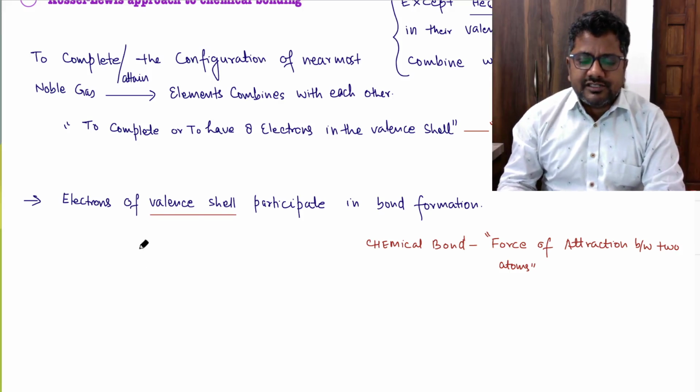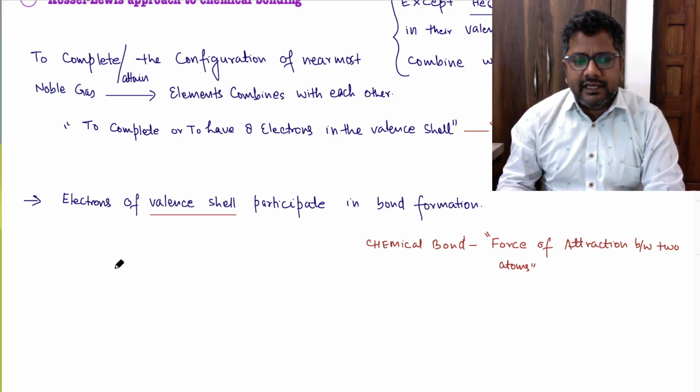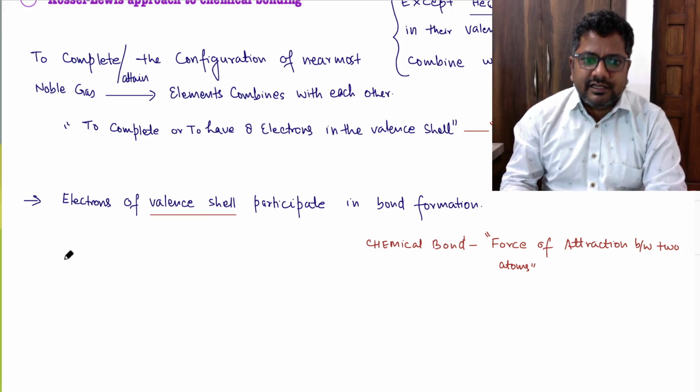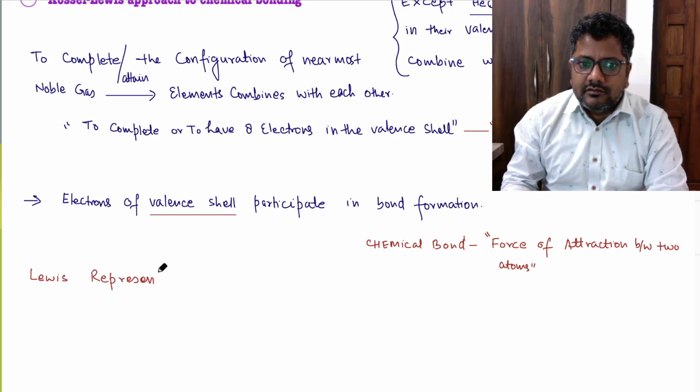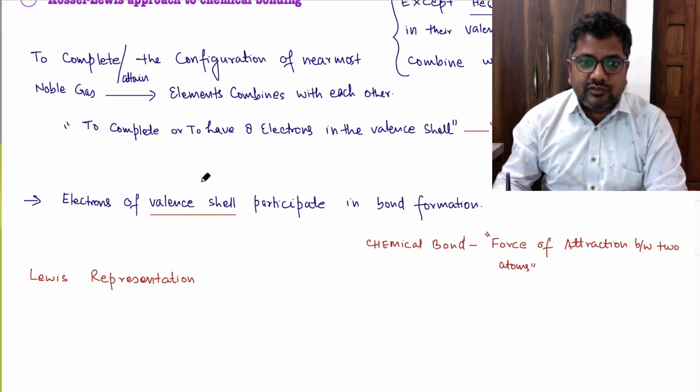So how do we represent any element's Lewis representation? Suppose it is asked: Lewis representation of an element. This is common for both Kossel and Lewis theories.